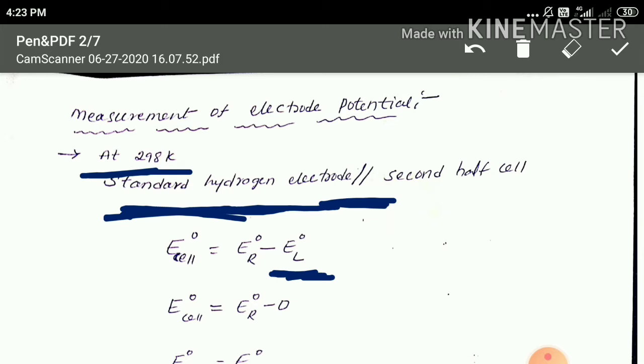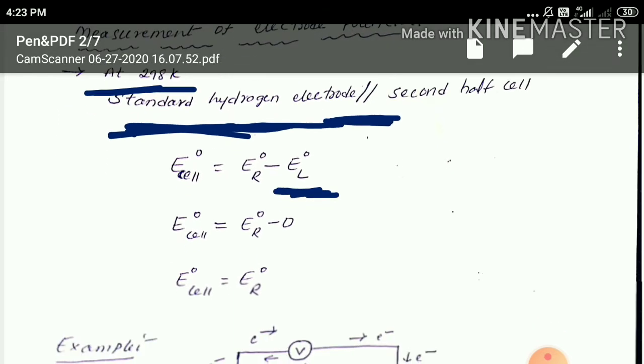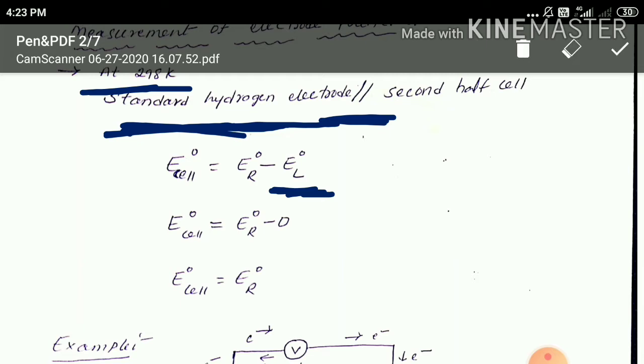Now we know the anode half cell, that is the standard hydrogen electrode potential value, is 0, but I don't know about this. So in the voltmeter we have to observe some value. That value is equal to E cell. That means the EMF value of the cell is equal to the electrode potential value of the unknown half cell, that is this one.